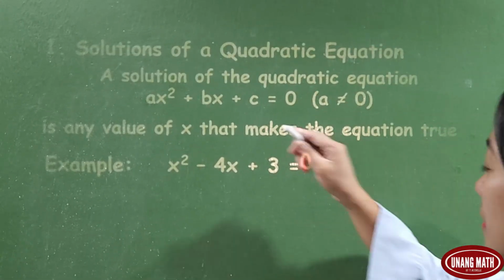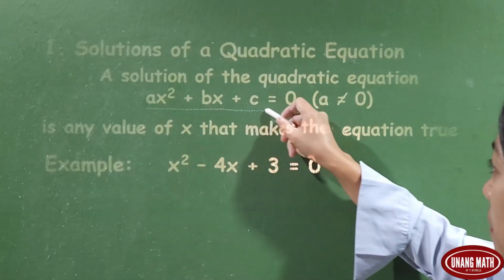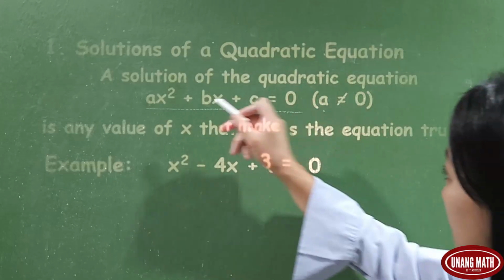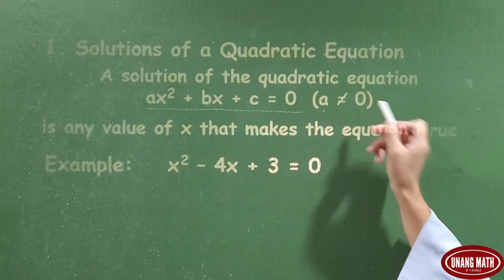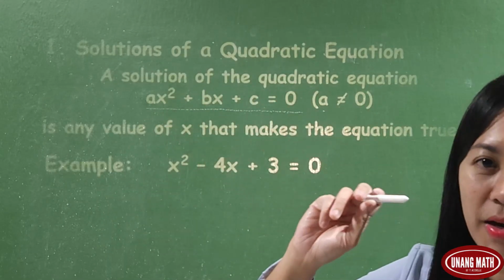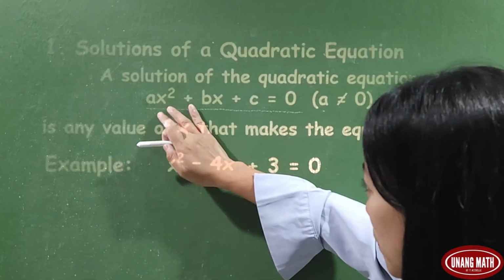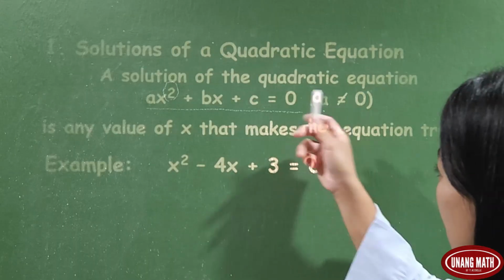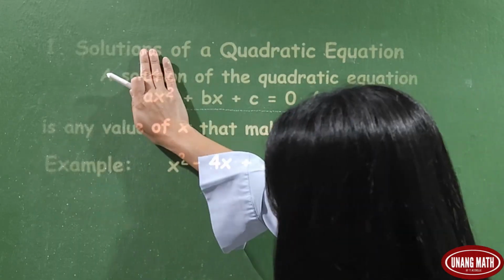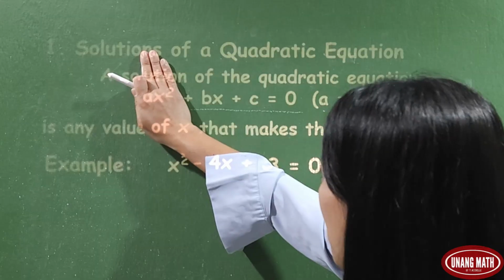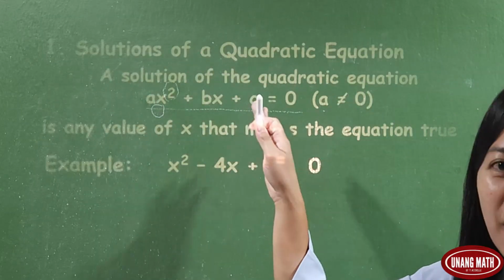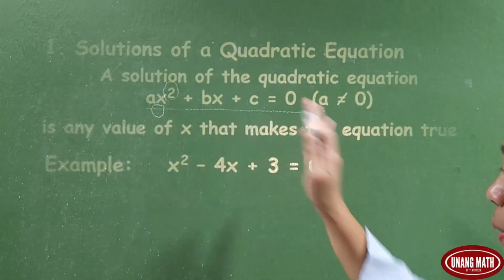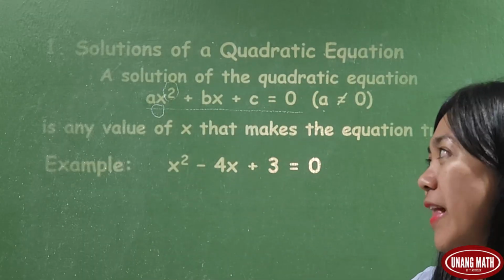A quadratic equation is in the form ax squared plus bx plus c is equal to 0, wherein the value of a must not be equal to 0. Your clue here is that the highest exponent of variable x is 2. So that's a quadratic equation. A must not be equal to 0 because if it is 0, then we have bx plus c is equal to 0. This is a linear equation, not a quadratic equation. If you're not familiar with linear equations, you can just search for that.